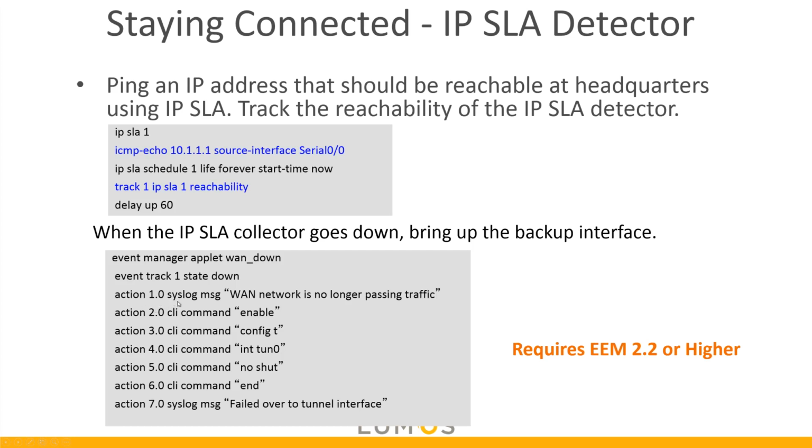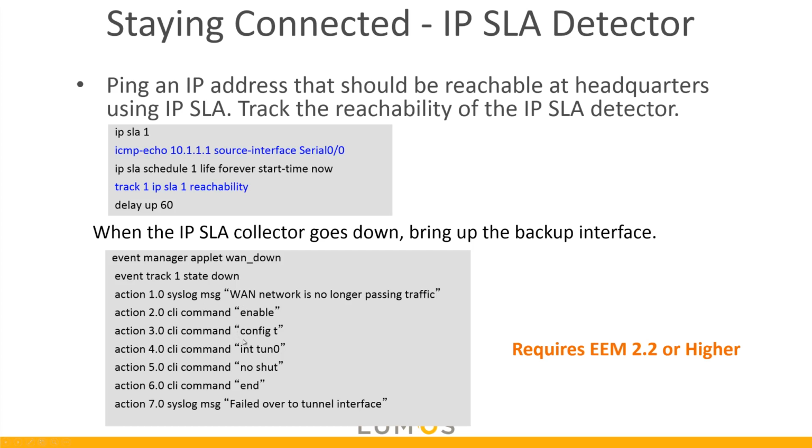So we have, for instance, we're going to write a syslog message so that we've logged it forever, and it goes in our local syslog, and if we're writing it hopefully out to a remote syslog server as well, that would be seen. And specifically, we're going to say "WAN network is no longer passing traffic" as a double-quoted string. And then we're going to pass a CLI command. We're going to go into enable mode, just in case we were in unprivileged mode or privilege 1. We'll go to privilege 15.